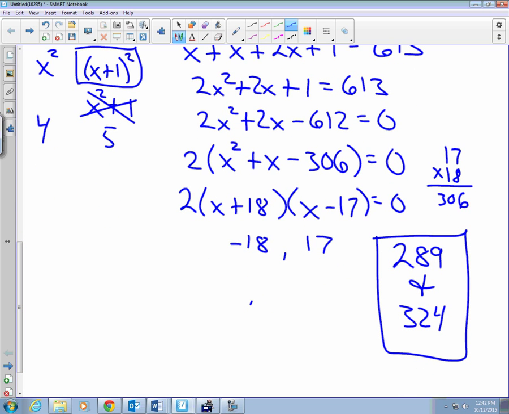So you have to make sure you answer the question. That will be worth a point on the test. You can do all the work and come up with negative 18 and 17, but if you don't answer the question properly, you will not be given full points.